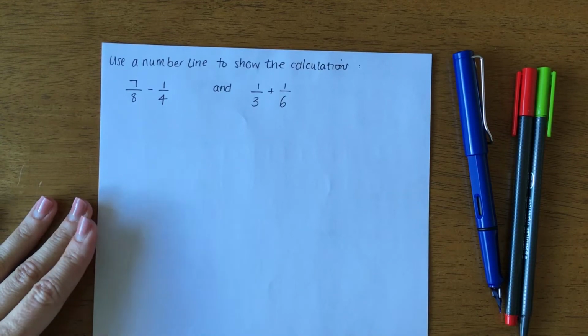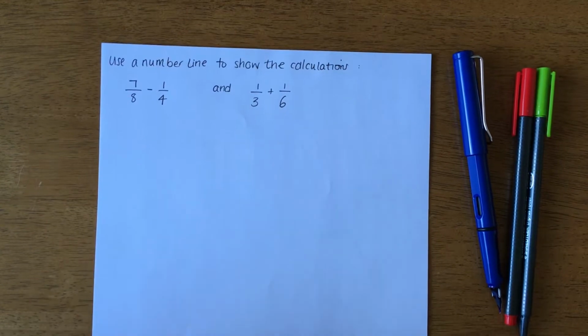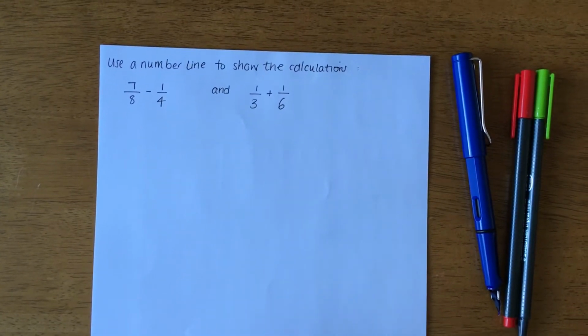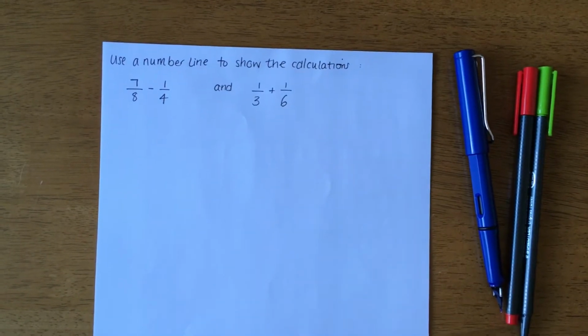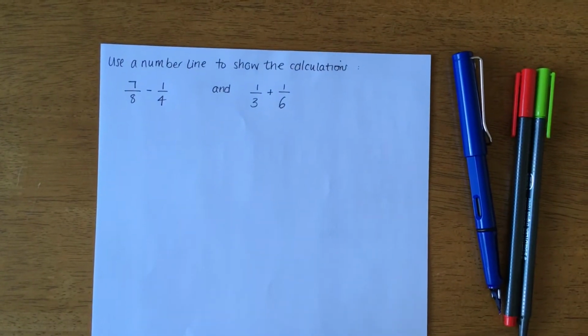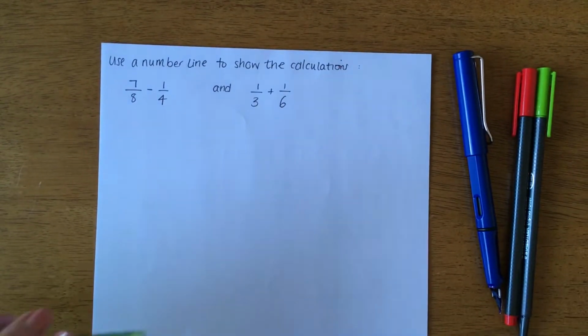Okay, for this one, we're going to use a number line to show the calculations. I'm going to do 2 examples and then you're going to have a go at doing this yourself. So this is before we think about writing out the question. I want you to be able to do it showing me with a number line.